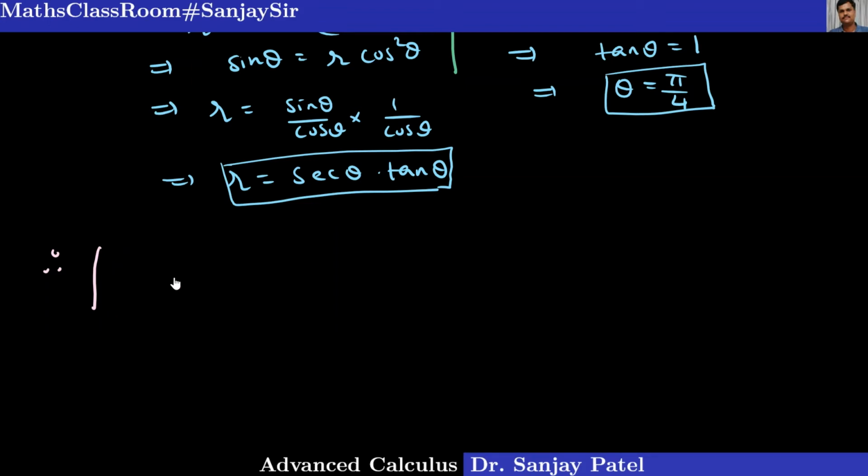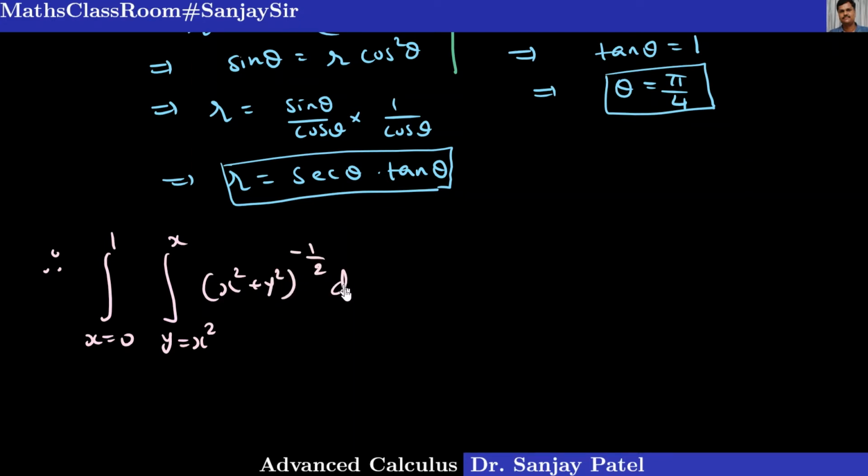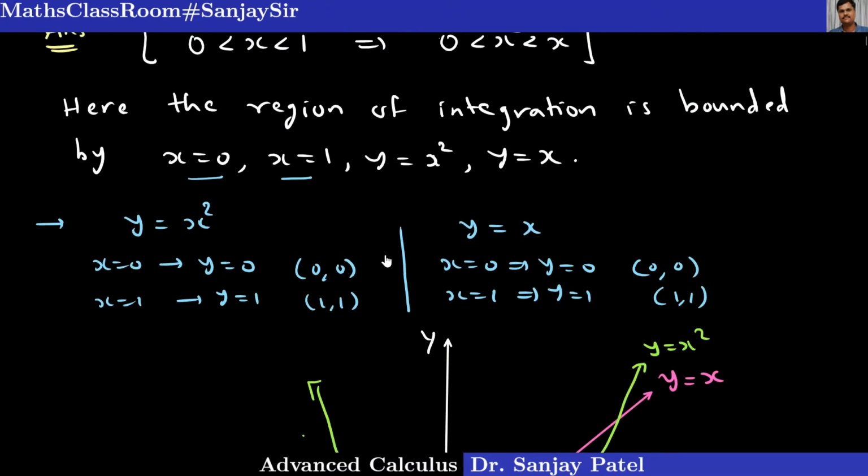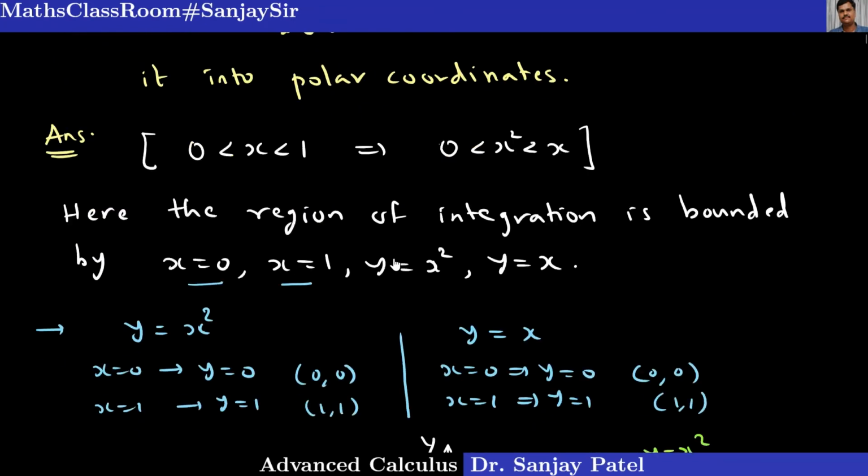Okay, so the required integral I can write as the double integral, x equal to 0 to 1 and y is equal to x square to x, of x square plus y square raised to minus 1 by 2, dx dy, which you can replace by writing what is x square plus y square. X square plus y square is r square, because we always take x equal to r cos theta and y is equal to r sin theta. Okay, I have not mentioned here.